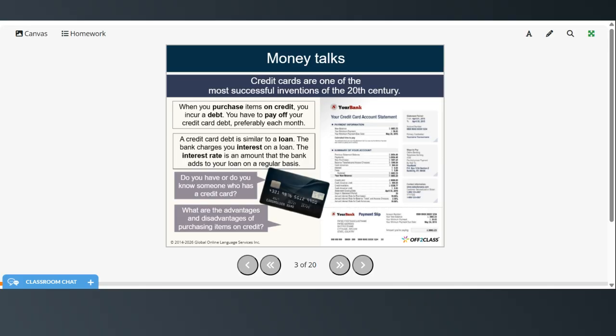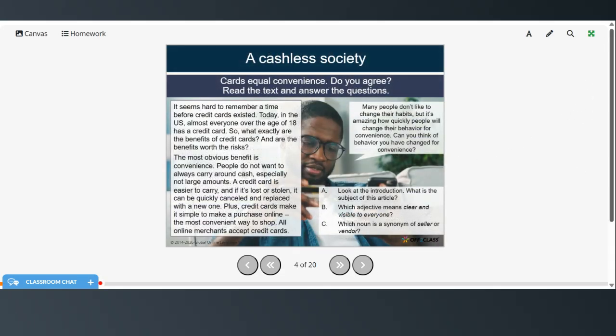Do you have, or do you know someone who has, a credit card? And what are the advantages and disadvantages of purchasing items on credit? You can answer those questions in the comments to start some conversation. So cards equal convenience. Do you agree?